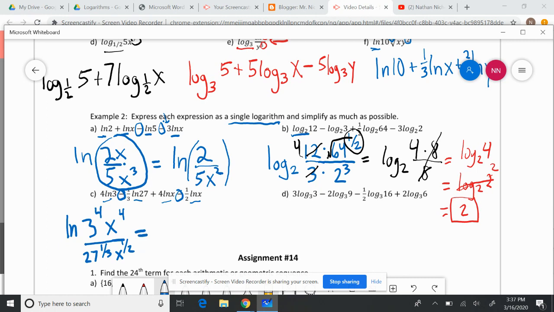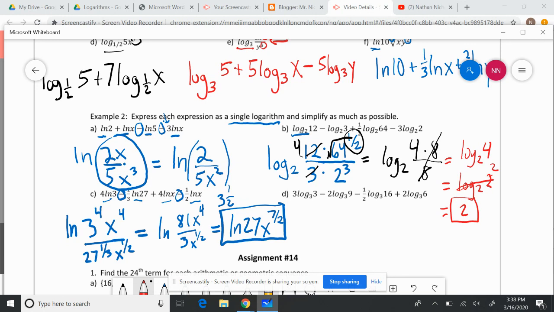We're going to simplify this. 3 to the 4th is 81. The 27 to the 1/3 is 3. We have x to the 4th, and then we have x to the 1/2. We're going to subtract the exponents. Before we do that, we take the 81 and divide it by 3, and that gives us 27. When we subtract the exponents, 4 minus 1/2 gives us 3.5. If we write that as an improper fraction, we get 7/2. And that right there gives us our answer.